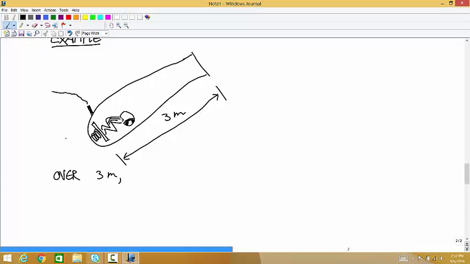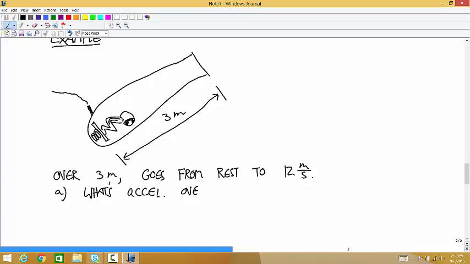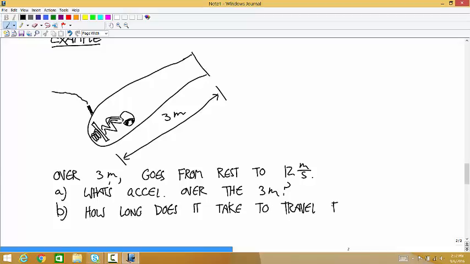The human cannonball over 3 meters goes from rest to 12 meters per second. And we want to calculate two things. First, what's the acceleration? What's the acceleration over the 3 meters? And second, how long does it take to cover those 3 meters? To travel those 3 meters.